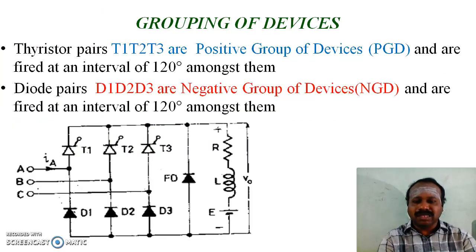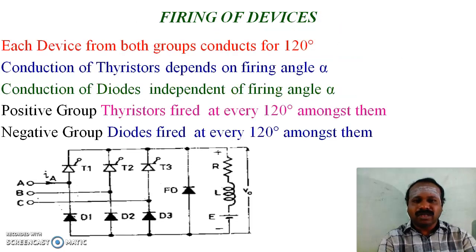Grouping of devices. Thyristors T1, T2, T3 are the positive group of devices and are fired at an interval of 120 degree amongst them. Similarly, diodes D1, D2, D3 are the negative group of devices and are fired at an interval of 120 degree amongst them. Firing of devices. Each device from both groups conducts for 120 degree. That is, a positive group device conducts for 120 degree. Similarly, a negative group device also conducts for 120 degree. The conduction of the thyristor depends on the firing angle alpha. Conduction of the diode is independent of the firing angle alpha.